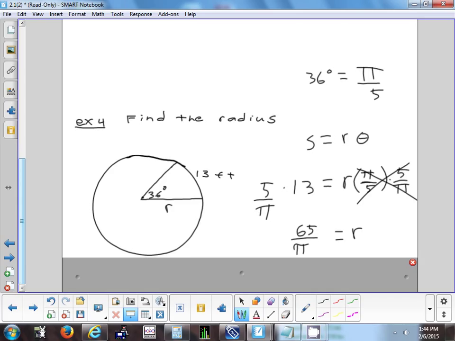That's a length. That's not an angle, that's a length. What were my lengths in this problem? Feet. Okay, so there's one of each type for finding the length of an arc. Any questions before we move on to area, which is pretty much the same difficulty as length of an arc? Any questions on that?